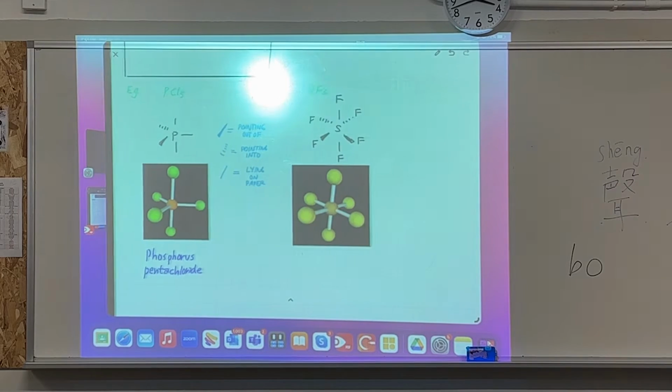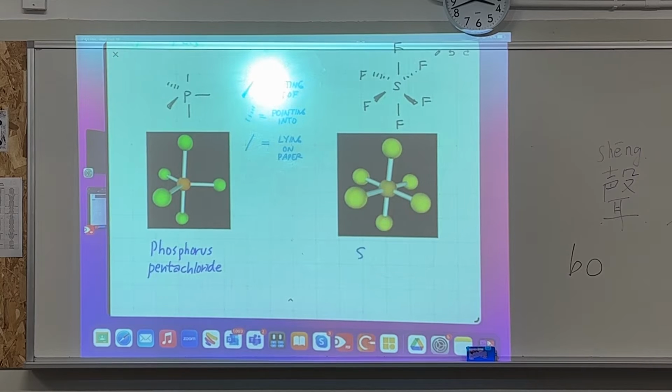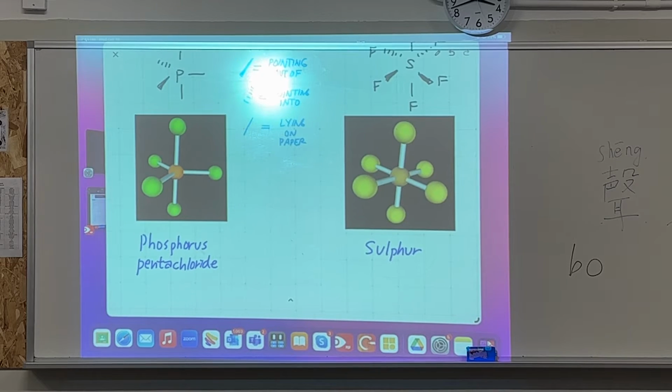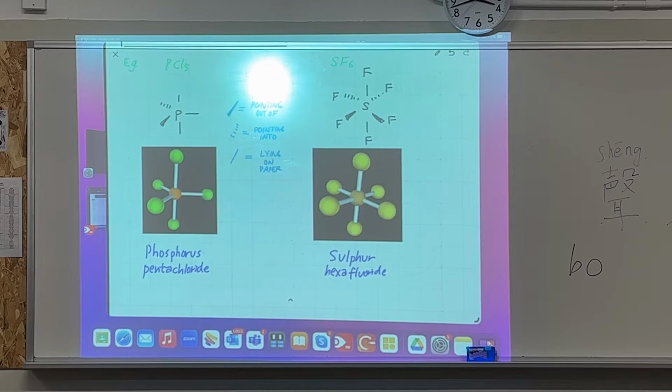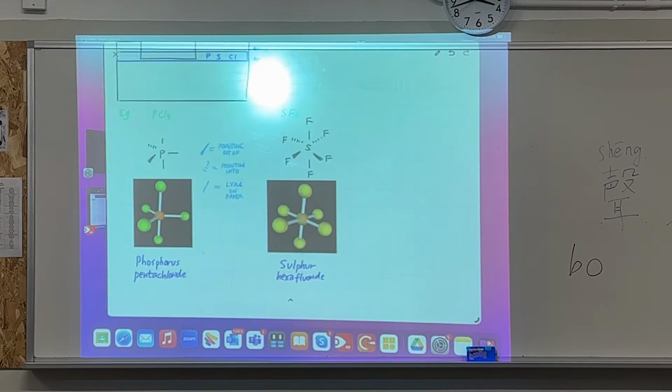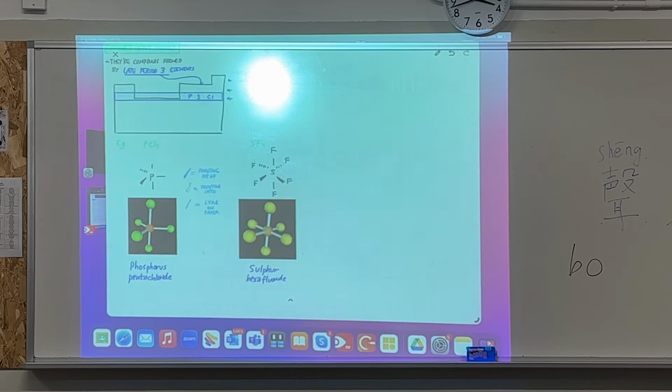Similarly, the compound on the right should be called sulfur, and you can spell it as SULPHUR, the UK spelling, or SULFUR, the US spelling. I prefer spelling the UK way. So sulfur hexafluoride. Remember, this is that very interesting gas that, when you breathe it in, will make your voice really deep. So you have PCl5 and SF6.